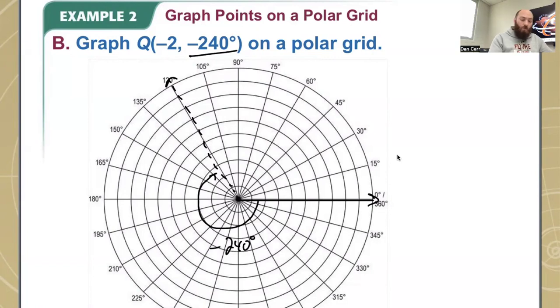From there, my point Q is at -2. So normally I would go 2 to the right to this spot, but instead of that, I need to go 2 in the opposite direction. Okay, so that's going to put me at, let's see here, 1, 2. Point Q is actually right there. So remember, the -2 means we're going to go the opposite direction from our directed angle there.